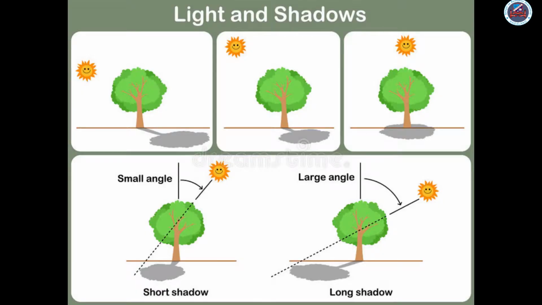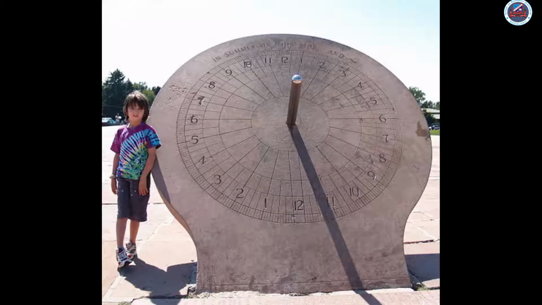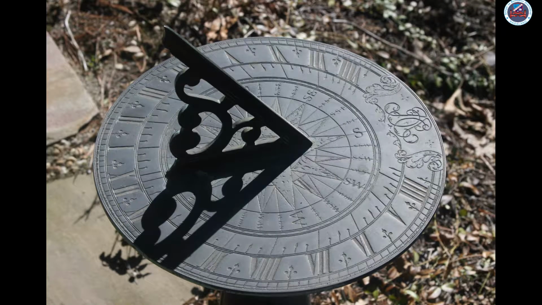From this, we can say that the length of the shadow depends on the angle at which the source of light is placed. You can try the activity given in your textbook on page 74, activity 5.5, to get a better understanding. In ancient times, before clocks and watches were invented, they used sundials to tell time. It had markings of the time and an object in the center. The shadow of the object was used to tell the time.